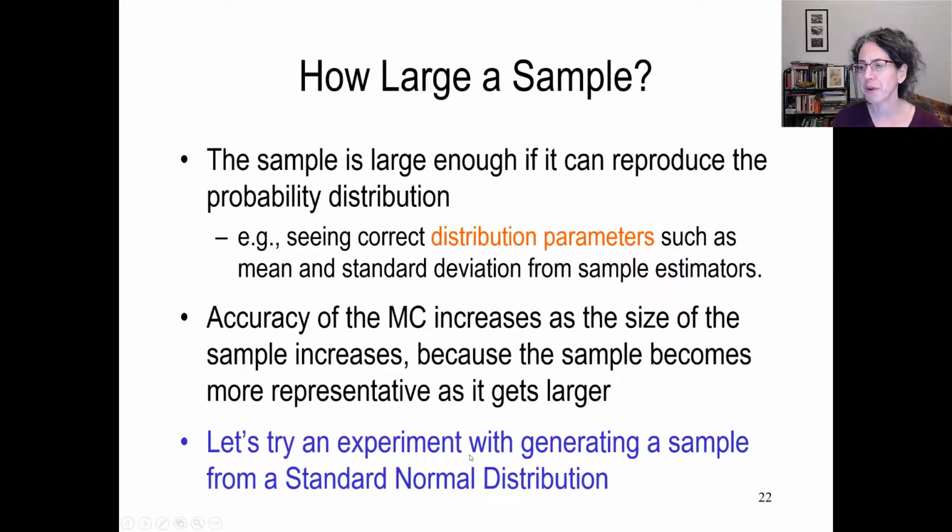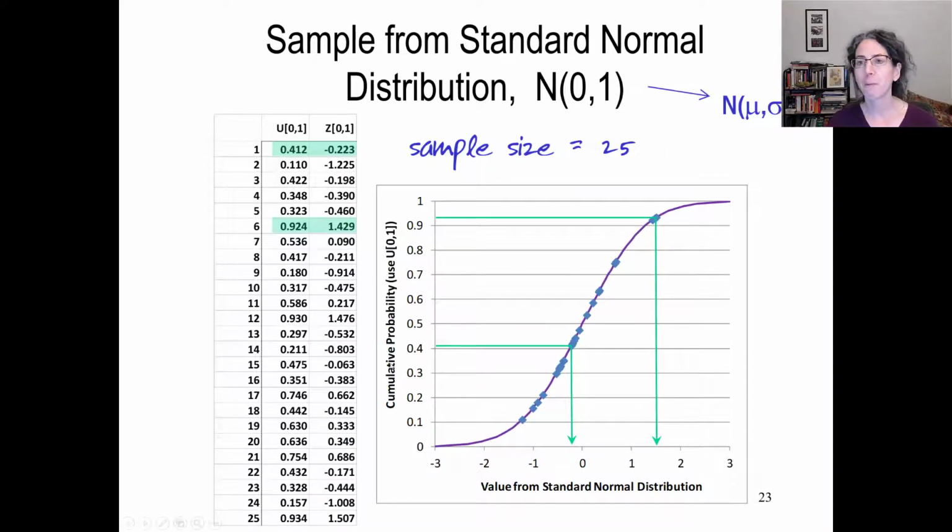So let's do a quick experiment with generating a sample from the standard normal distribution and evaluate whether it's representative. Here is creating a sample of size 25. Standard normal distribution is where the mean is 0 and the standard deviation is 1. This first column is our uniform values between 0 and 1. And we will reflect them through the curve and down. So this 0.4 will come through over here and down and be a little less than 0, or minus 0.2.